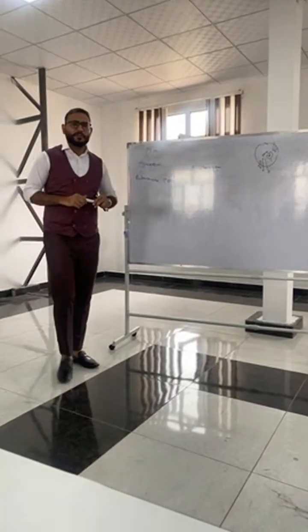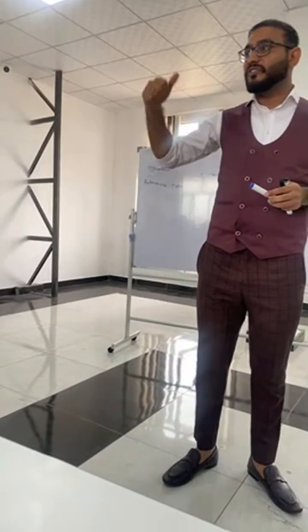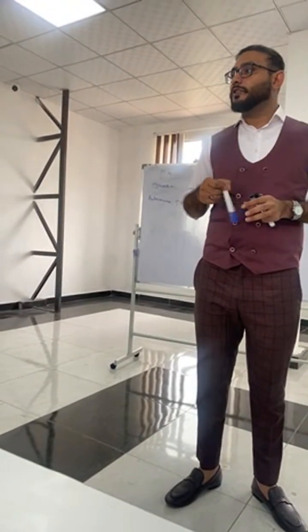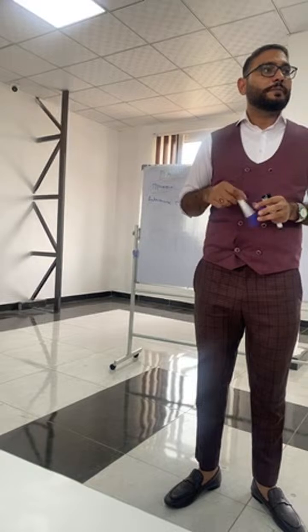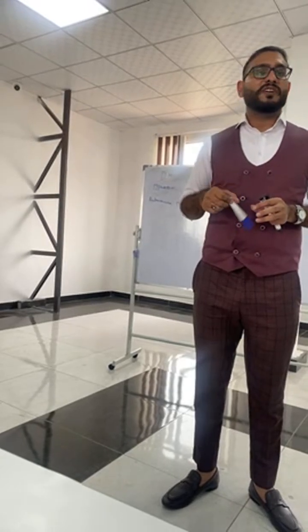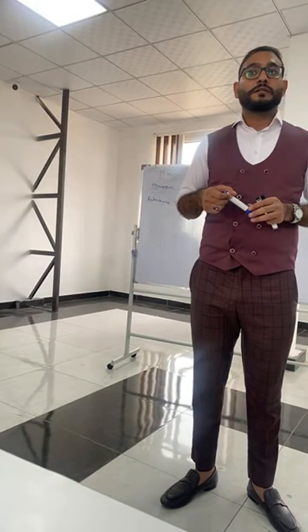Which type of antibodies can be seen in a patient of type 1 diabetes mellitus? Very good, shabash. Anti-glutamic acid decarboxylase antibodies. Which type of hypersensitivity reaction is involved in type 1 diabetes?